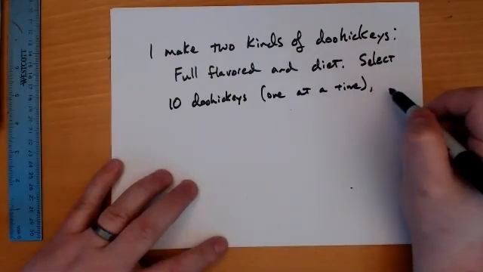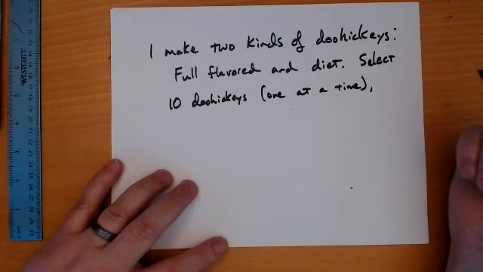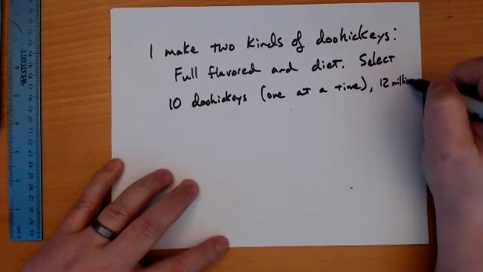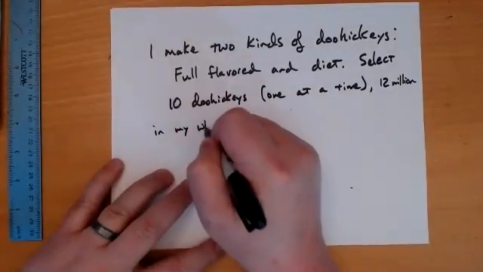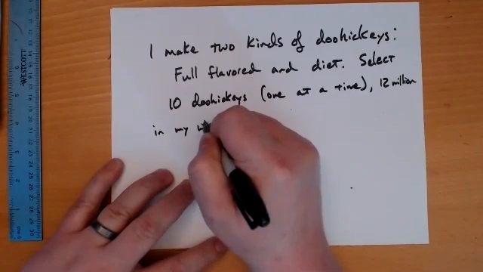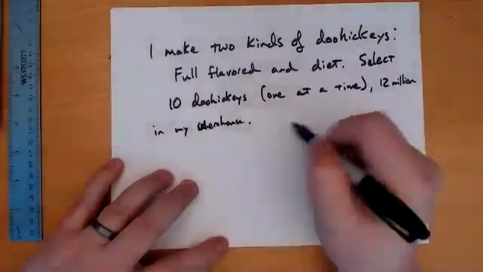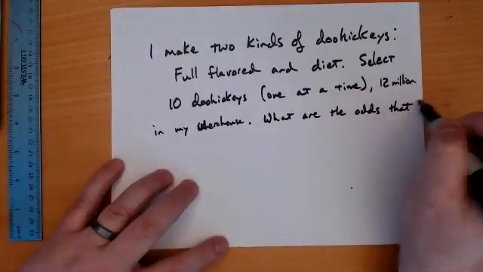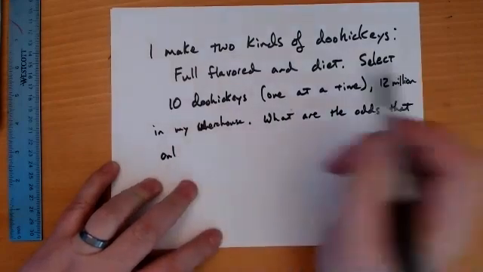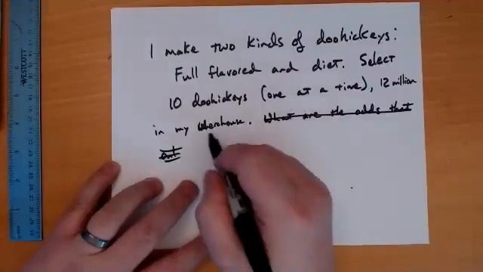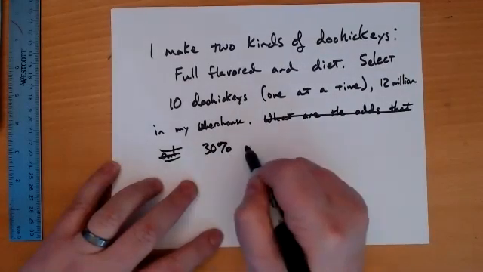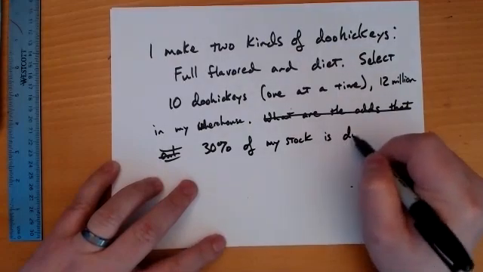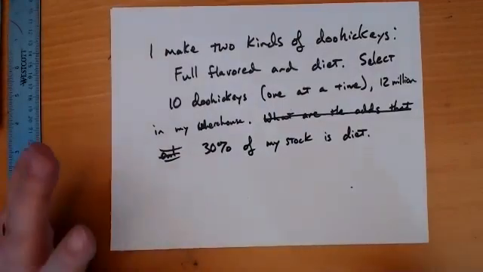And then I will say that I have, let's say, 12 million in my warehouse. That's not how you spell warehouse. Oh, and I will say, wait a second, that 30% of my stock is diet. Because if you're eating anything that's 138 miles long, you're not on a diet.